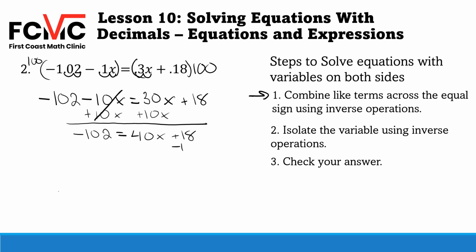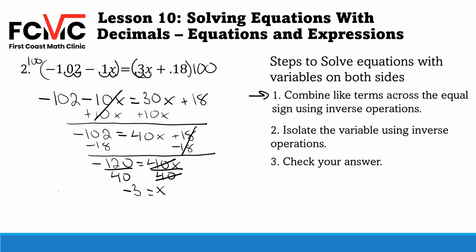I'm going to subtract the 18. Subtract the 18. 18 and 18 cancel out, so I'm going to get -120 equals 40x. Divide by 40. Divide by 40. 40 and 40 cancel out. And I get x equals -3. So my answer here should be -3.